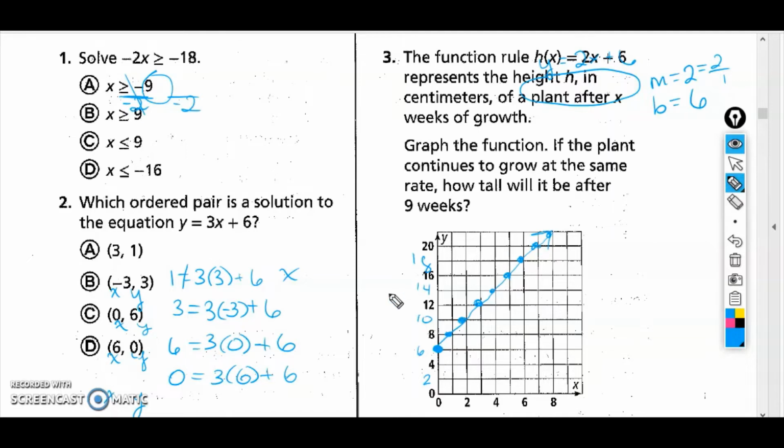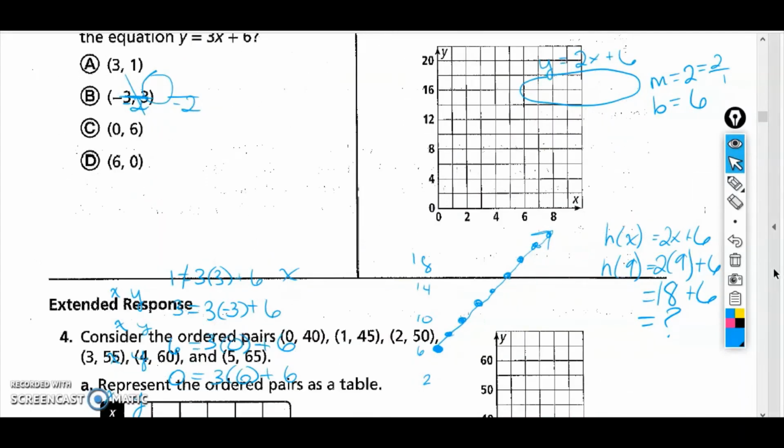How tall will it be after 9 weeks? Well, I could just go over to 9 and look at where that would be. I could estimate where that would be. Or I could just use the formula. Since this is my function, and I want to know what's the height once it's 9 weeks, I could just plug in 9 for x. So 2 times 9 plus 6. So 2 times 9 is 18. And then you just figure out that, and that will tell you how tall it will be after 9 weeks. Alright, let's go to the next one. Erase this.